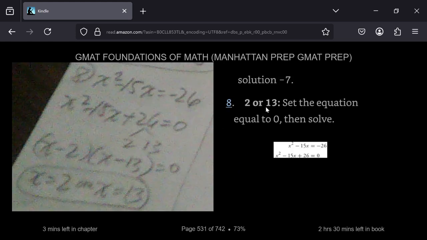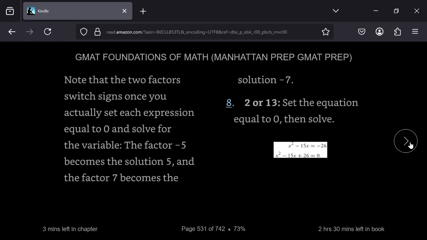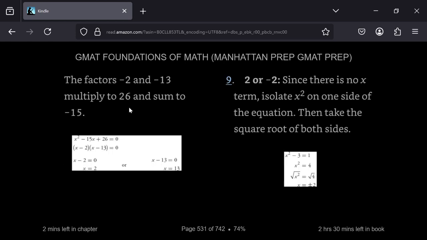The answer is 2 or 13. It says here, set the equation equal to 0, then solve. Okay, so we transferred -26 to the other side, which makes it 26, and then this one is 0. Okay, the factors -2 and -13 multiply to 26 and sum to -15. We need a 26, and what are the factors that could give us 26? And we have to think about the coefficient of the middle term.